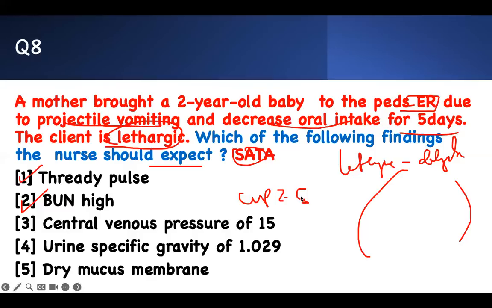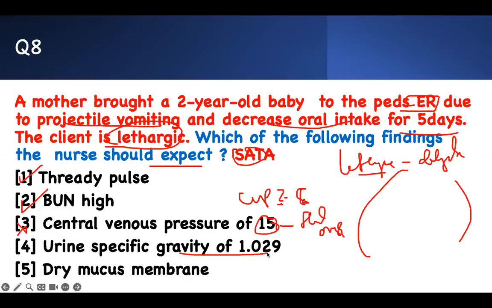Normal is 2 to 8. Therefore, 15 means you are fluid overloaded. There is no way somebody is lethargic when you're vomiting for 5 days, and he's going to have a CVP of 15. It will be very, very low, maybe 1 or 2. Therefore, this is not expected.